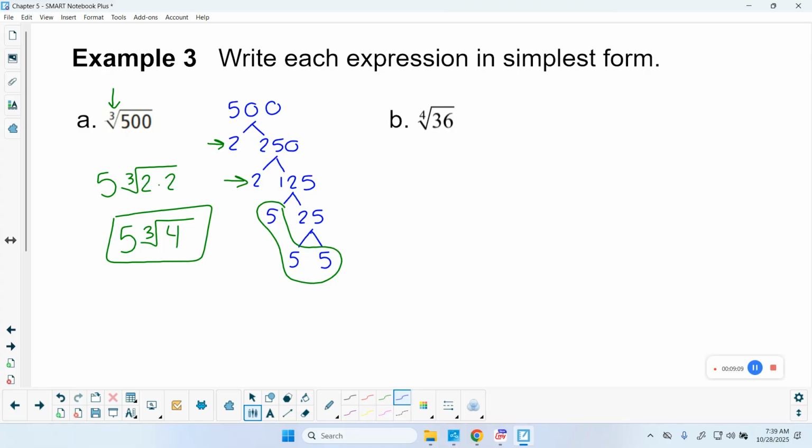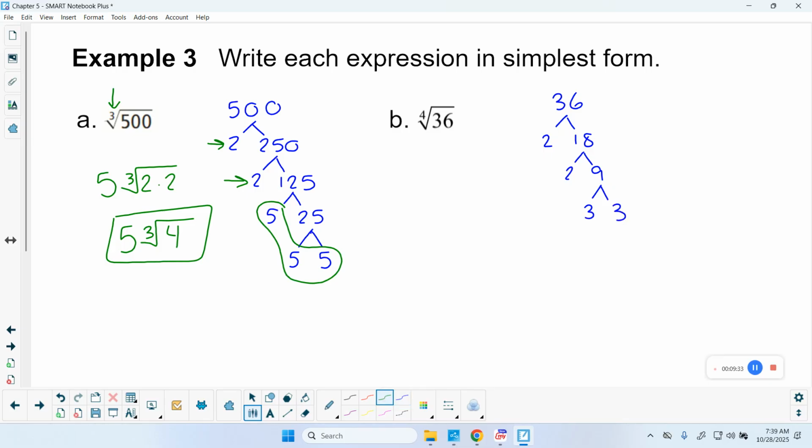Now, same thing is going to happen with b. The 4th root of 36, if we plugged it into our calculators, we would end up getting a decimal. So that means we are going to take 36. The smallest number that goes into 36 is 2, 18 times. The smallest number that goes into 18 is 2, 9 times. The smallest number that goes into 9 is 3, 3 times.